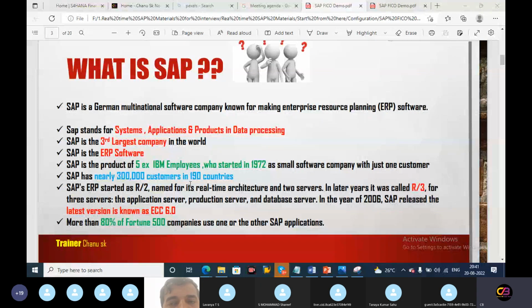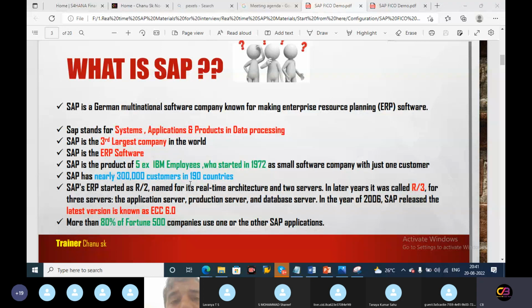What the application server, production server, and database server are, I will cover in the next class. This is a little bit important class, and that is the reason I'm postponing these areas to the next level, because I will explain these 3 server concepts with S4 HANA. So I will repeat again.